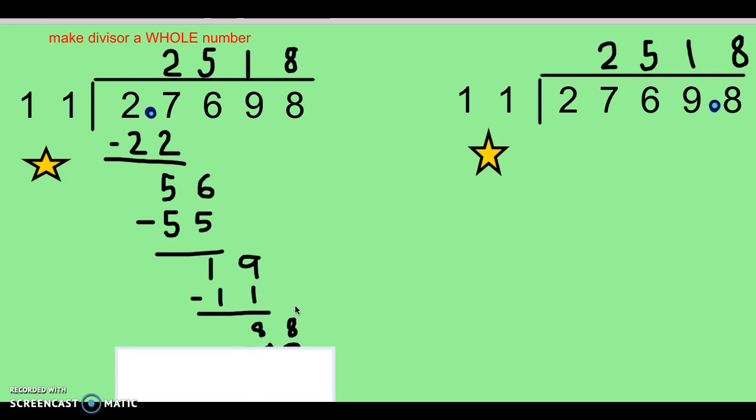Bring down my last number, which is 8. So now I have 88. Does 11 go into 88? Yes, it does. 8 times with no remainder.